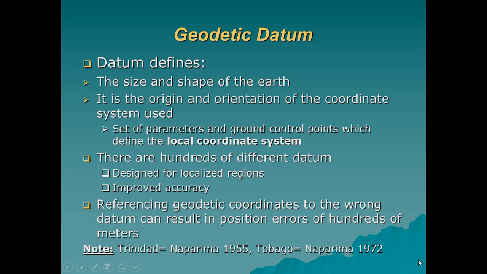Now if you bear in mind in one of the previous slides, when we're working with larger areas, we would tend to use UTM, World Geographic System UTM, that's what we would use. But when we're working on a localized scale and you want greater accuracy, you would use the local datum, which would be Naparima 1955 and Naparima 1972.